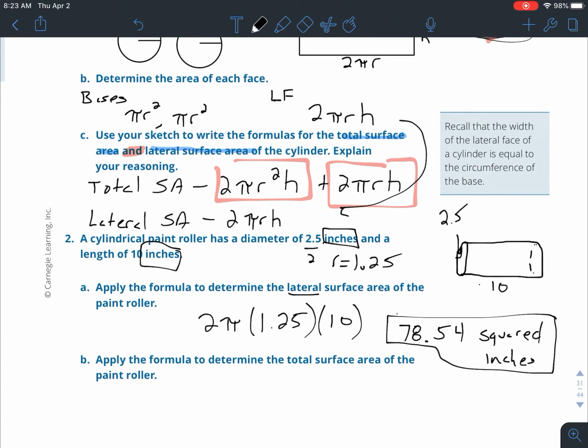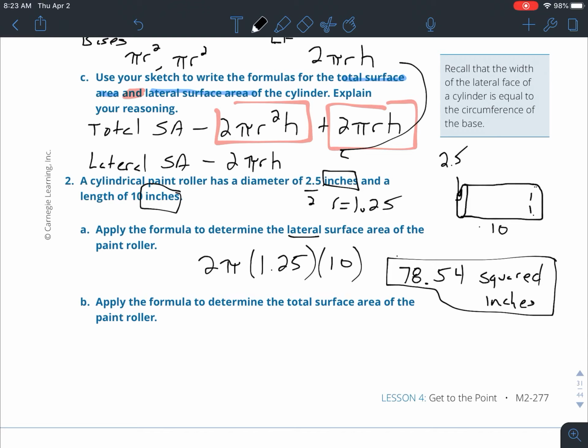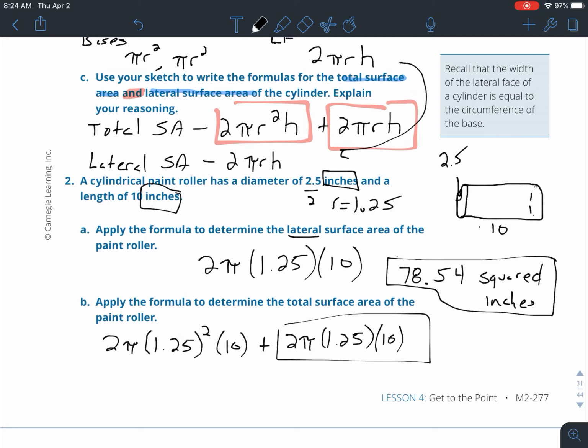Now they're asking us to do the total surface area. So now we just do the formula I originally had, where it's 2 pi parentheses 1.25 parentheses squared times 10 plus 2 pi parentheses 1.25 parentheses 10. Now, this last part here, we already know the answer. We can bring this down as 78.54 because that's what we did in the part above.